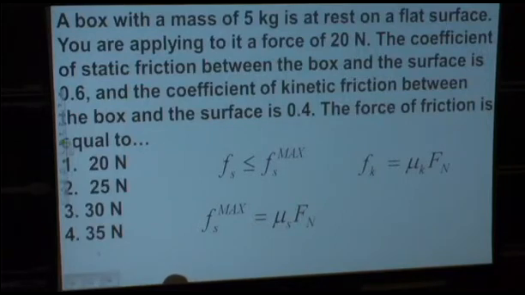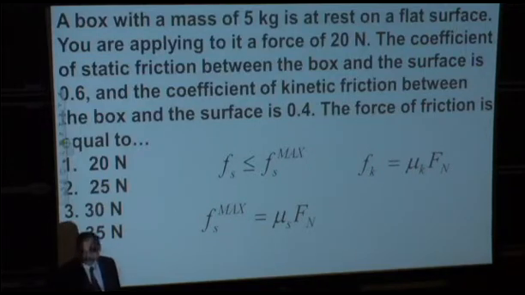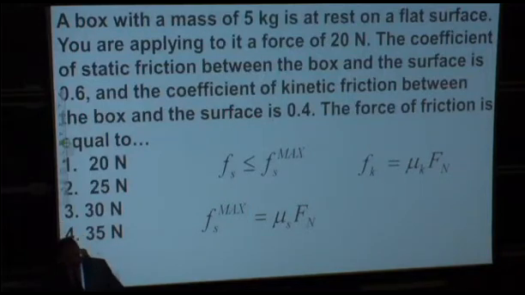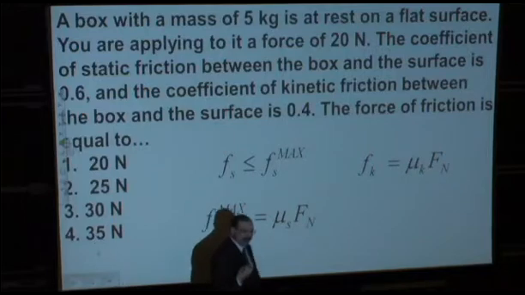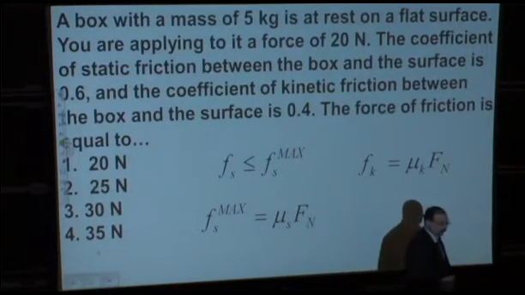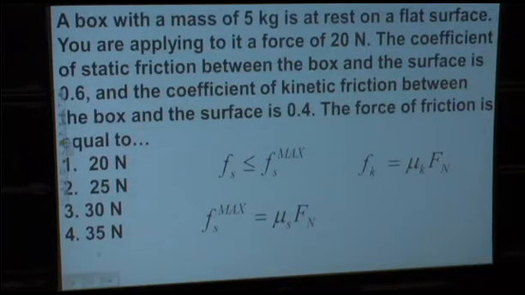Same box, we are pushing, applying 20 newtons to it. Is it moving? No. If it's not moving, the force of static friction must be what? Opposite, exactly. It must cancel the force we're applying. Any force below 30, that's what 30 is. That's a critical force. Everything below 30 can't make it move. If it's not moving, that means force of static friction adjusts its magnitude to exactly the same value to cancel the force we are applying to it.